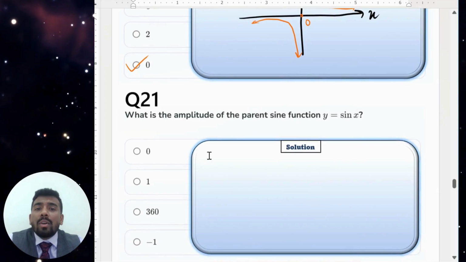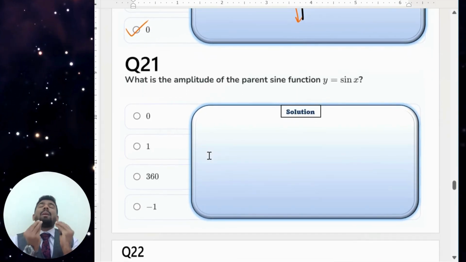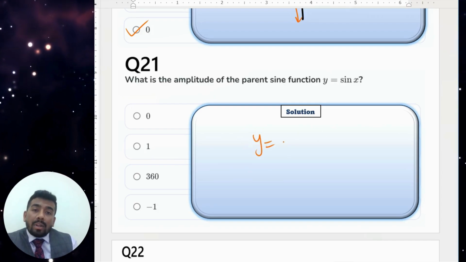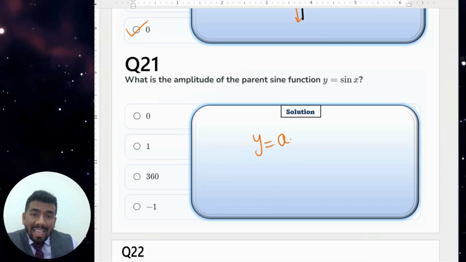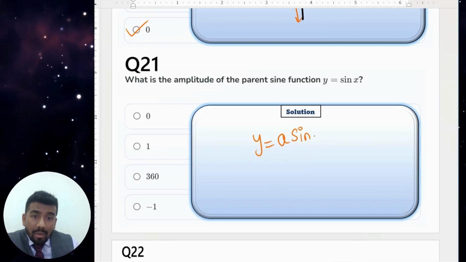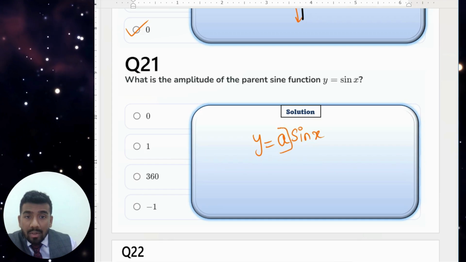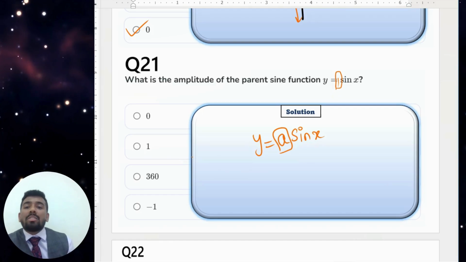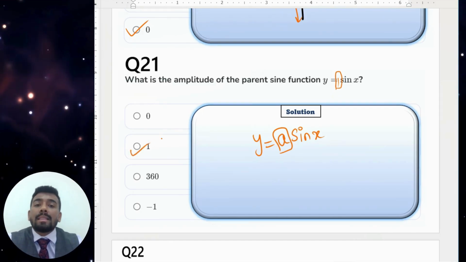What is the amplitude of the parent sine function? Do you know what the amplitude is? For any trigonometric function, to get the amplitude, it's the number before the trigonometry. So what's the number before the trigonometry here? No number means 1. So what's the amplitude? 1. Okay, easy.